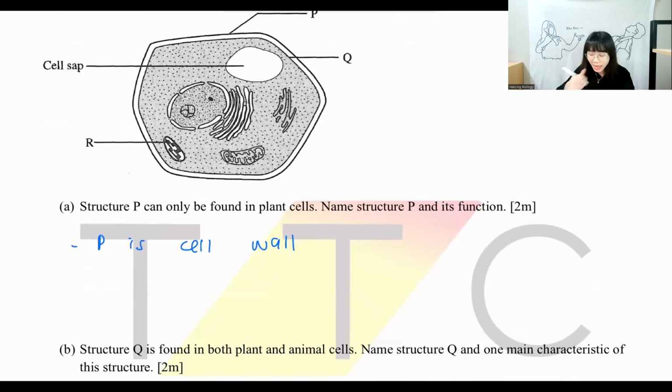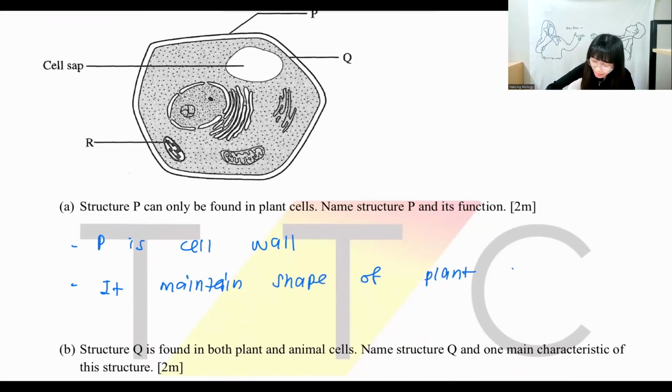What is the function of cell wall? Cell wall is to maintain the shape of a plant cell. Very good. It maintains the shape of plant cell. Provide mechanical support to plant cell, also correct.